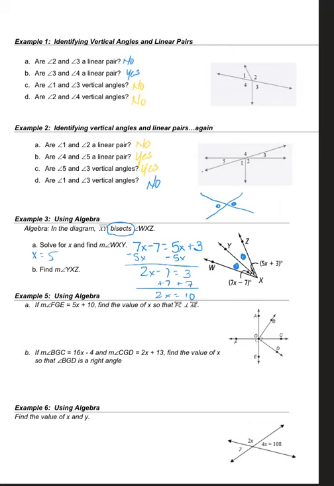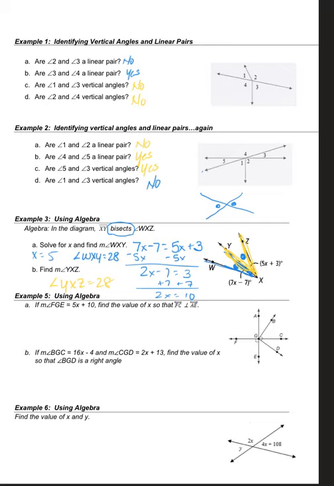And then it says I'm supposed to find angle WXY. So I actually have to find this angle, which means I'm going to plug it in. 7 times 5 is 35, minus 7 gives me 28. So angle WXY is 28. Then we're going to plug it in for the other side. If I plug it in for YXZ, 5 times 5 is 25, plus 3 is, again, 28. And if I've done it right, they should be the same answer, so we're good.